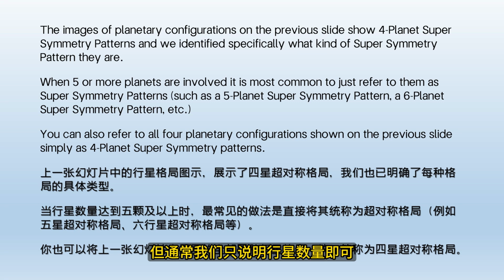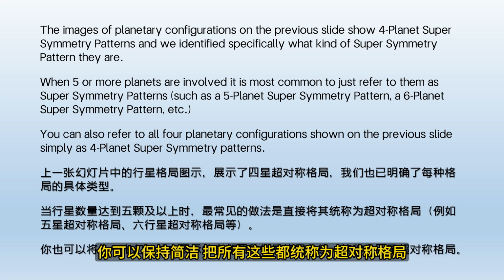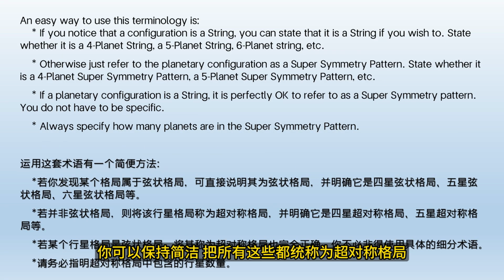But typically, that's all we do. We just say how many planets there are. You can also refer to all 4 planetary configurations shown on the previous slide simply as 4-planet supersymmetry patterns. You can keep it simple and just refer to all these as supersymmetry patterns.